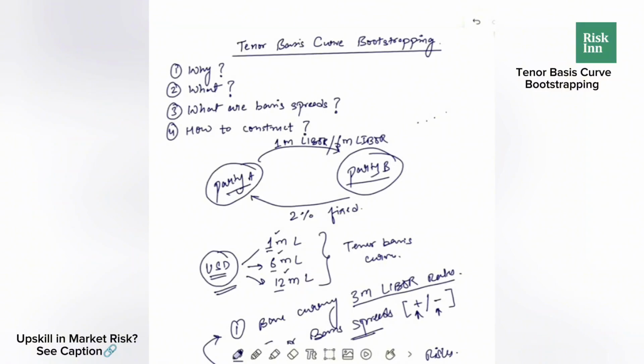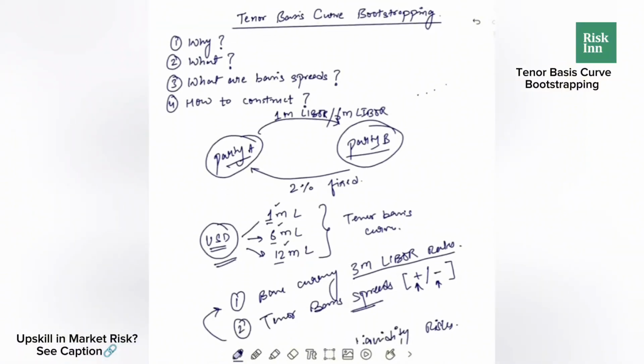You can also use an example. Let's say we have two parties, party A and party B, where party A pays party B a floating rate with an underlying index, which is 1 month LIBOR or 6 month LIBOR. On the other hand, party B pays party A 2% fixed interest. To value the net cash flows between party A and party B, we discount them to get the net present value.